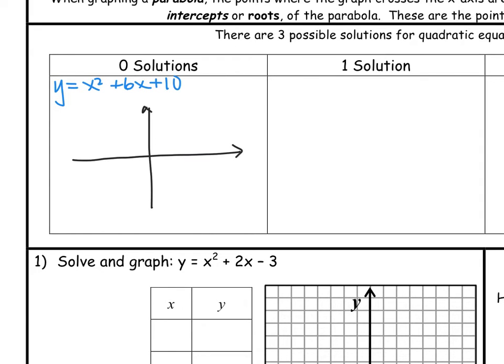So here is our coordinate grid, and if we were to graph that parabola, it would not cross the x-axis at all. Crosses the y-axis, but it doesn't cross this x-axis right here. So we would say that this quadratic has no solutions because it has no x-intercepts. We can't factor this. It has no x-intercepts, so there'll be no solution because it cannot be factored. I'll write that in there.